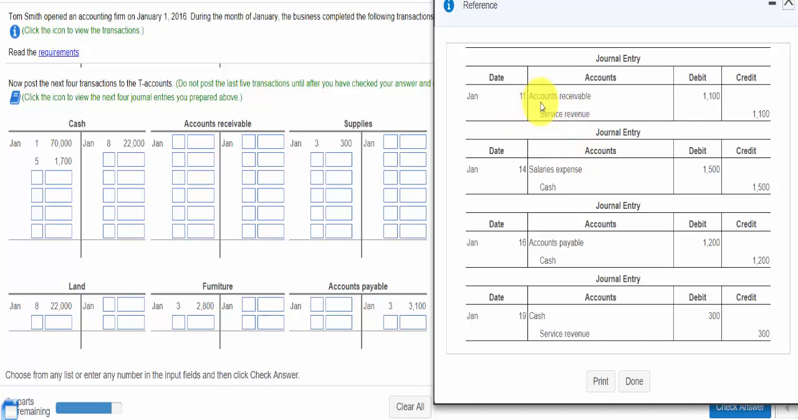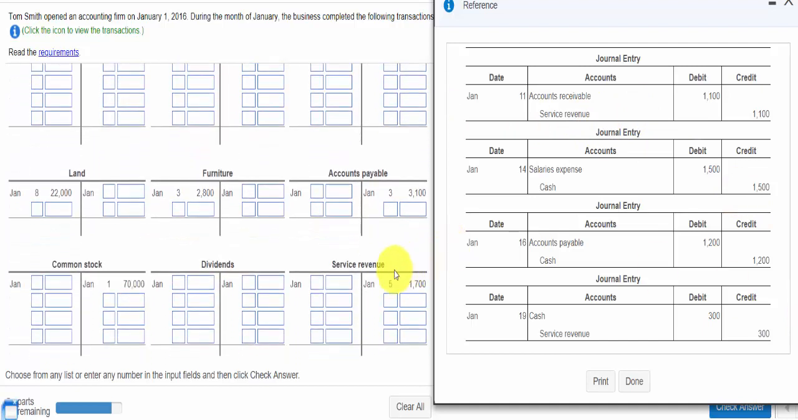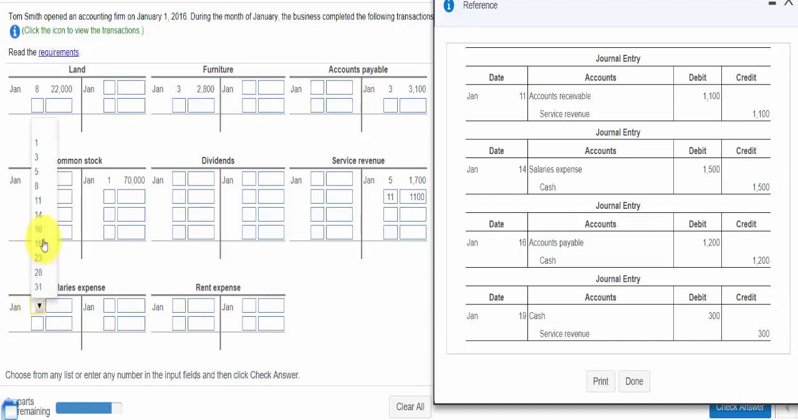On January 11, account receivable is debit 1,100. We select the date 11. 1,100 and service revenue is credited with the amount of 1,100. Second is 14, salary expense on debit. We will see the ledger here, salary expense, and put the expense amount with 14 as the date, and cash is credit.